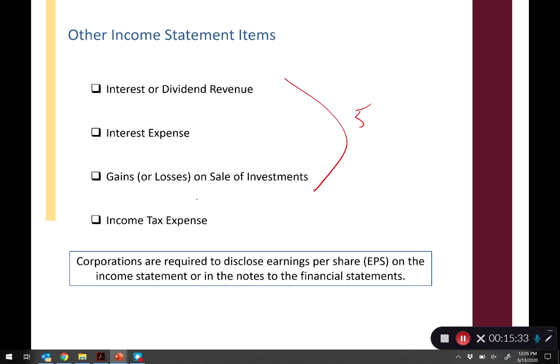And then income tax expense also shows up separately on the income statement because we need to know what our pre-tax income is before we can calculate that income tax expense, which is usually based as a percentage of our income. Corporations are required to disclose their earnings per share on the income statement and in the notes to the financials. Earnings per share basically lets investors know how much profit the company is able to generate for each share of the stock that's outstanding for the business. It's really just a good measure of profitability that investors can compare from one company to the next.